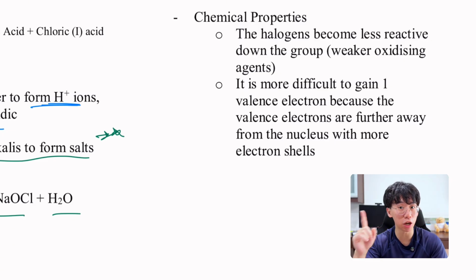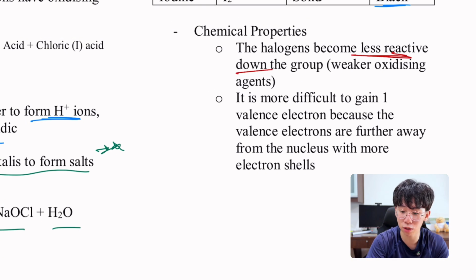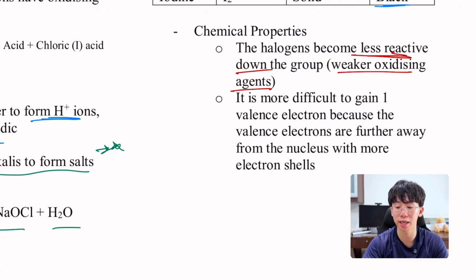Okay, take note, this is actually the opposite of your group 1 elements. Remember, in group 1 elements, as you go down the group, the metal becomes more reactive. In group 17, on the other hand, as you go down the group, the halogen is less reactive. Okay, so take note of this difference over here.